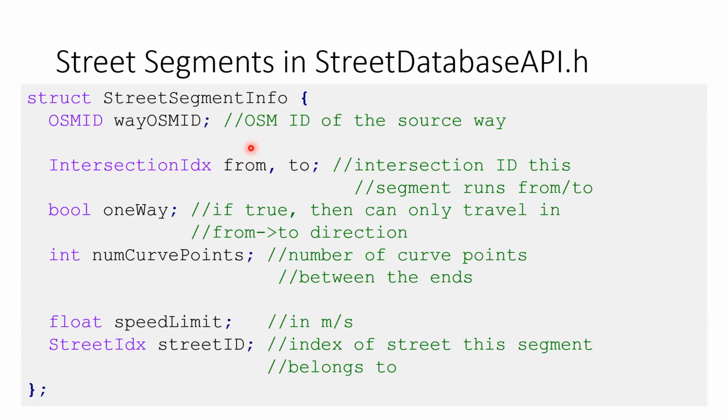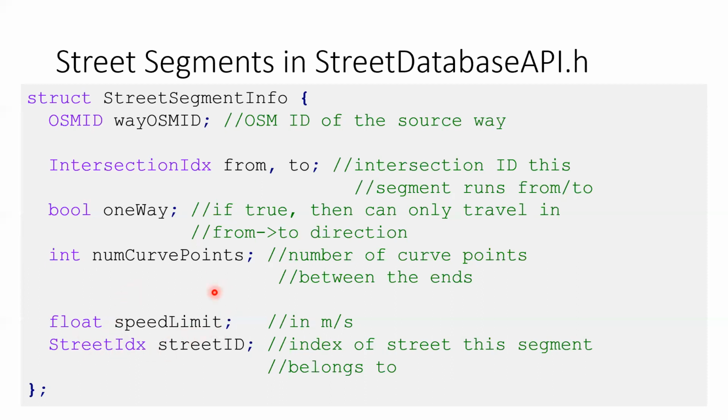Intersection index from and to. This defines the 2 endpoints of the street segment, from and to. A Boolean one way: if it's true, then the street segment is a one-way road. If it's false, then it's a two-way road. Non-curved points means the number of curved points of the street segment.